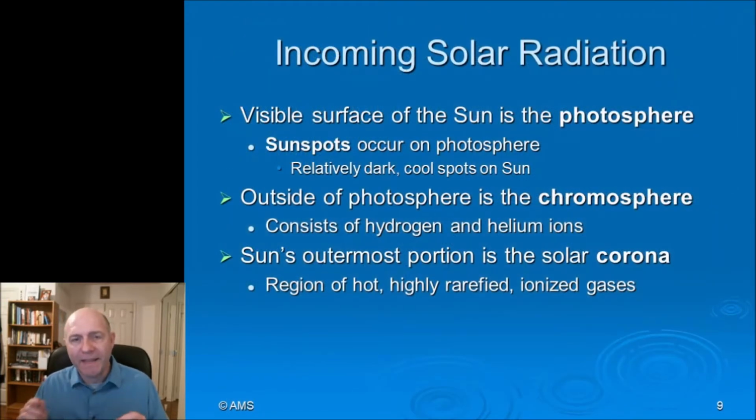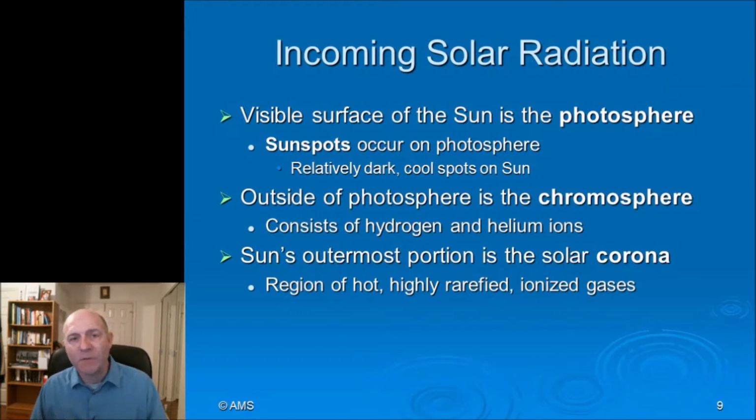So let's go back and think about the sun, because that's what gives us all of our energy, at least initially. And there are 3 things to remember about the sun. The visible part of the sun is called the photosphere, photo meaning light. And with a good, safe telescope with the right filters, you can see relatively dark, cool spots on the sun, which are known as sunspots.